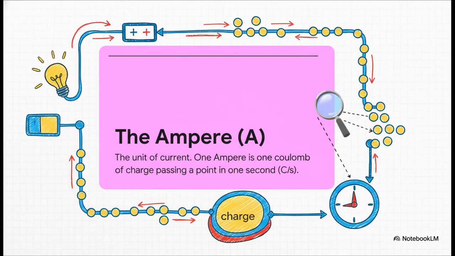So how do we talk about this? The unit we use is the ampere, or you'll usually just hear it called an amp. And 1 amp is just a standardized amount. It means that 1 coulomb of charge, which is just a fancy name for a huge specific number of electrons, is flowing past our little checkpoint every single second. To put that in perspective, your phone charger might be pushing out maybe 2 amps, but a big microwave oven, that thing could be pulling 10 amps or more. It all just comes down to that rate of flow.